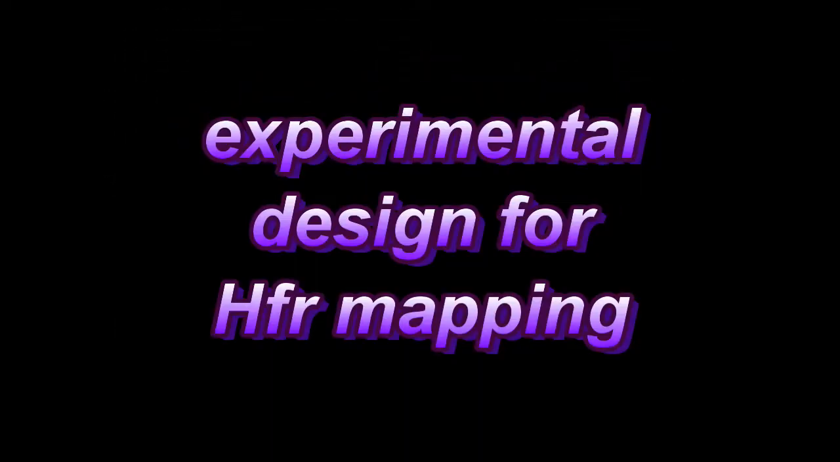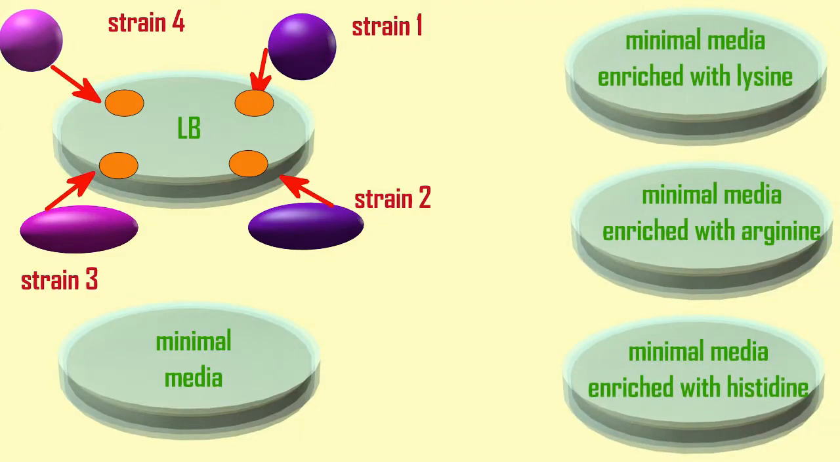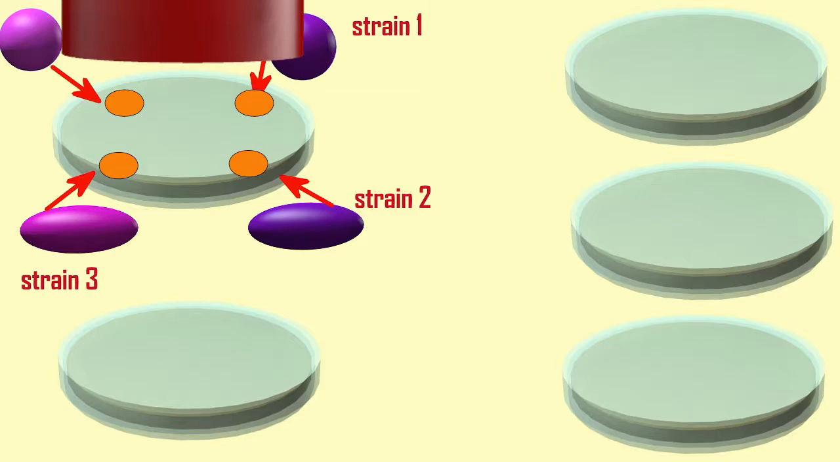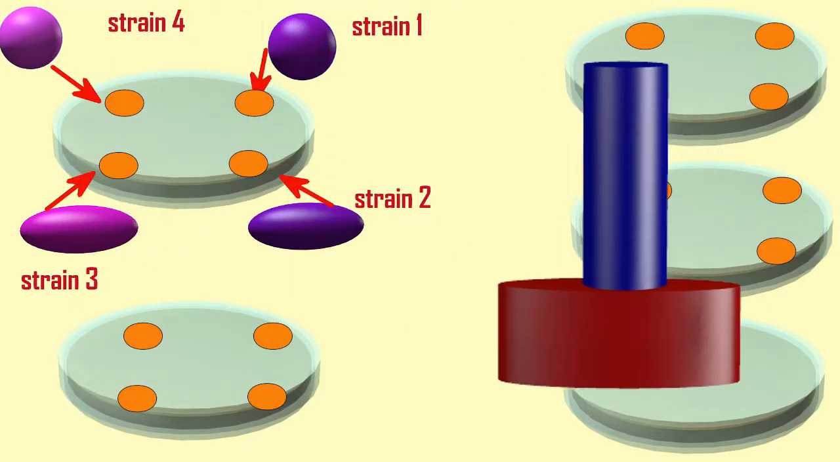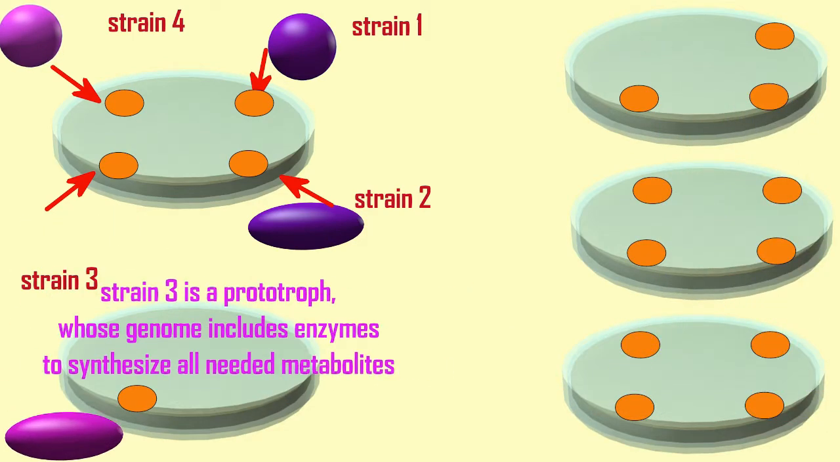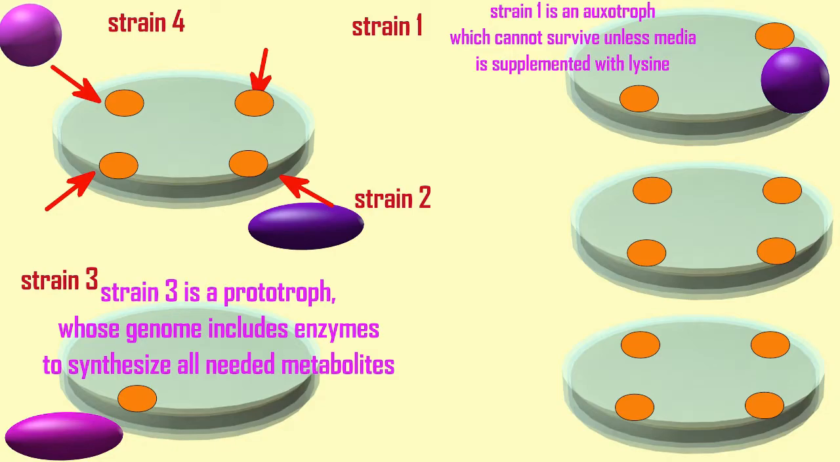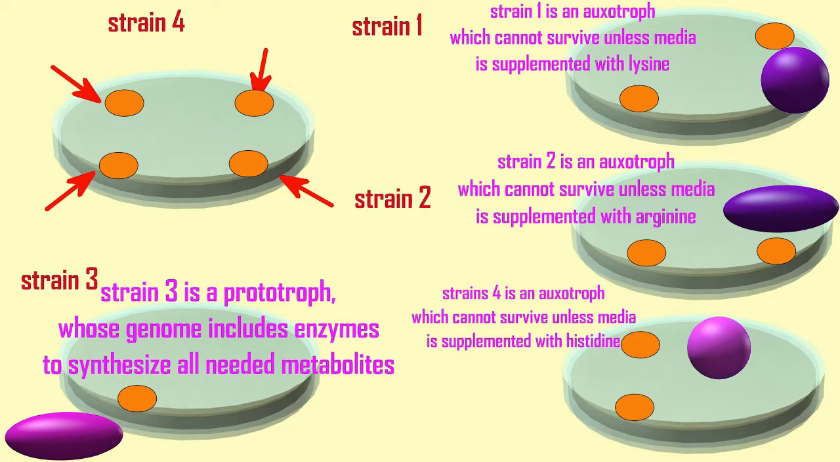Genetics students often study a very important set of experiments which map bacterial chromosomes, taking advantage of prototrophic strains of bacteria, which could make all their own nutrient requirements, and auxotrophic mutant strains which needed to be supplied with a specific nutrient in order to survive.